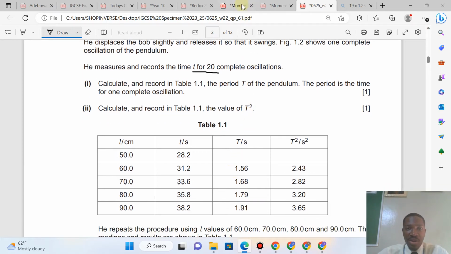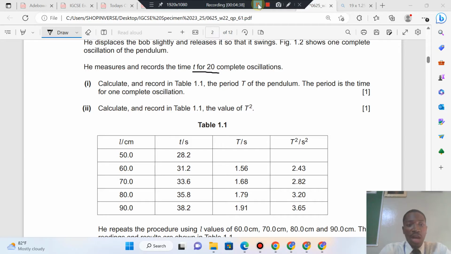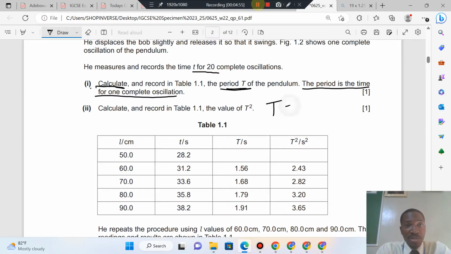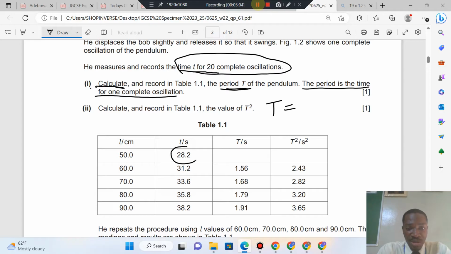So let's start by calculating the value of one complete oscillation. The question asks you to calculate and record the period. You are looking for period, and you are also given the definition of period. That period is the time for one complete oscillation, right? Good. That means now period is the time for one complete oscillation. You were told that the students record the time for 20 complete oscillations. Now, this is the time for 20 complete oscillations.